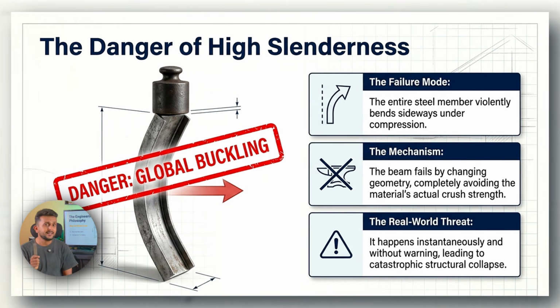So, slenderness is a ratio, essentially how long a member is compared to its cross-section size. Higher the number, more flexible and prone to buckling.